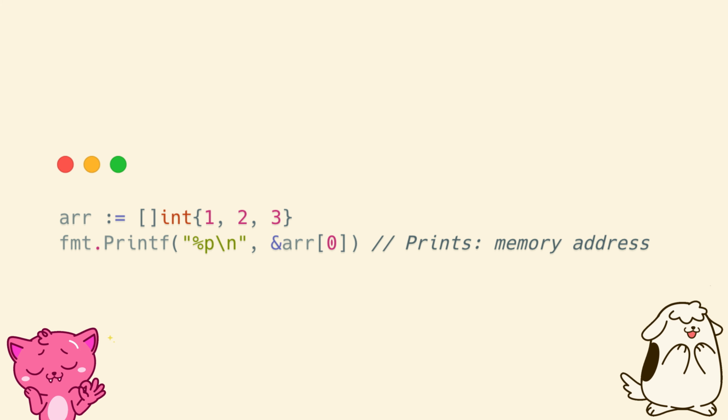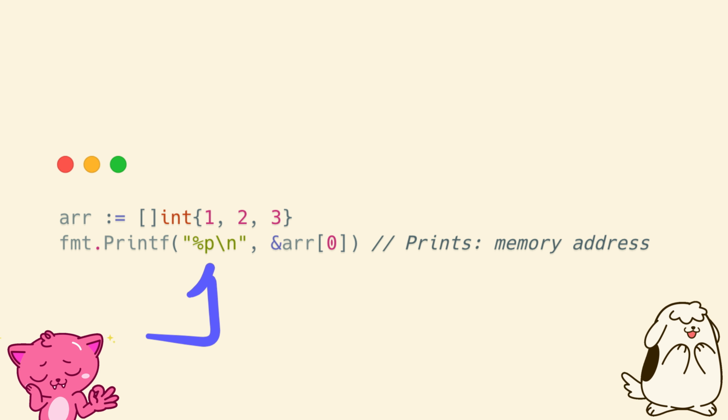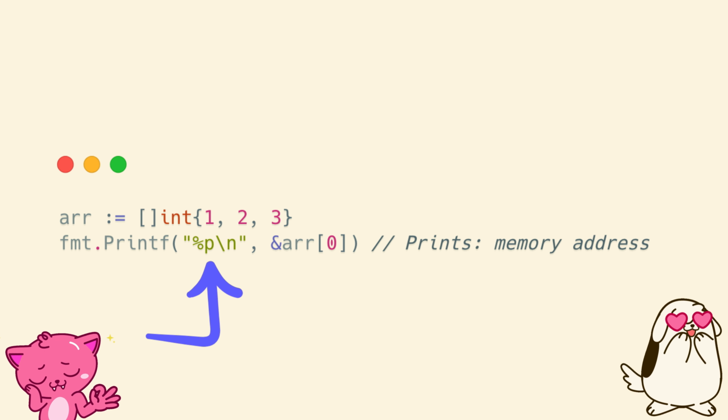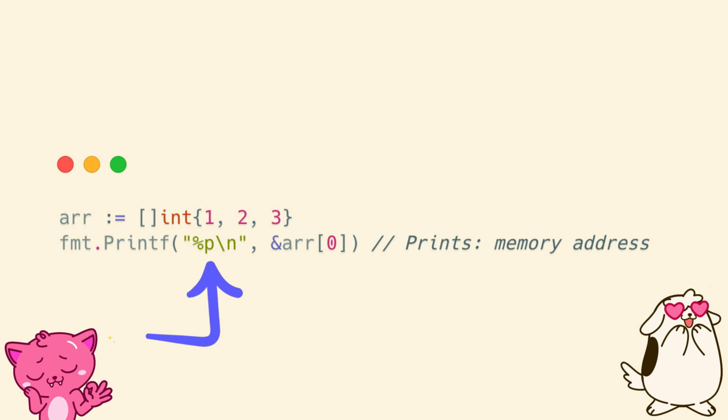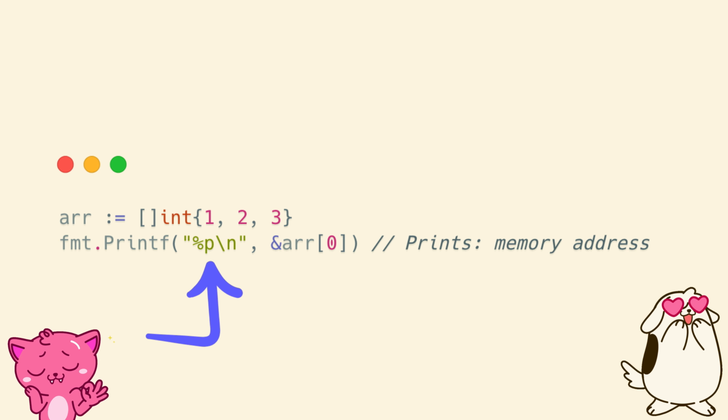What if you need to work with slices or pointers? fmt.Sprintf has you covered. Using %p, we can print the memory address of a slice or pointer. This is helpful when debugging your code and you want to see where things are stored in memory.